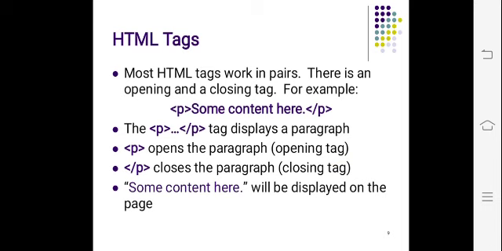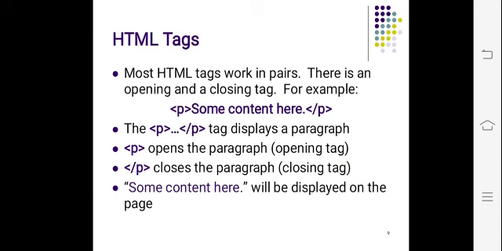Most HTML tags work in pairs. So we have two types of HTML tags. One is called pair tags and the other singular tags. Most of the tags which open and close with the same tag name are called pair tags. Only an opening tag is called a singular tag. There is an opening and closing tag.